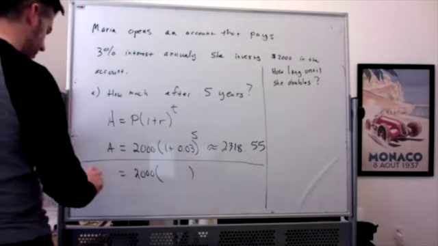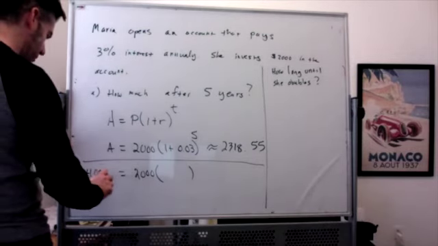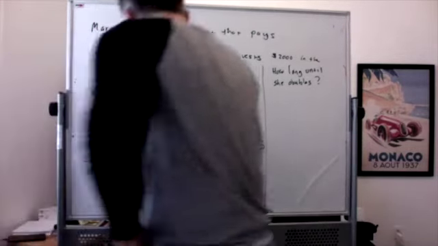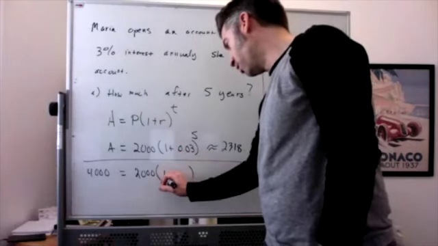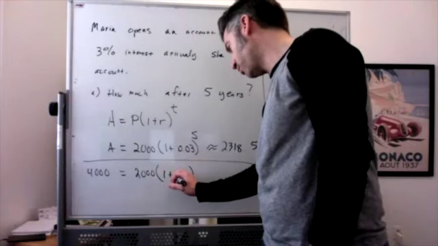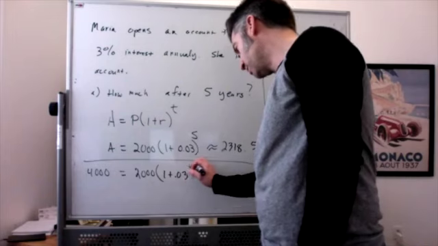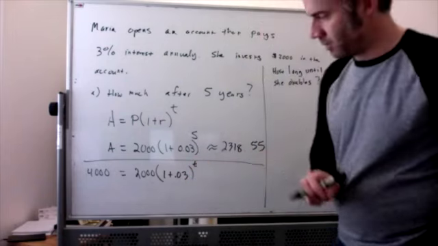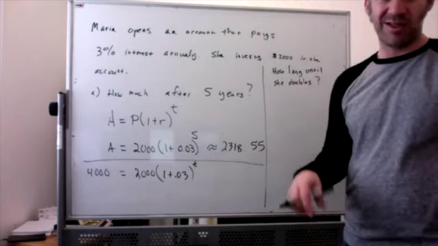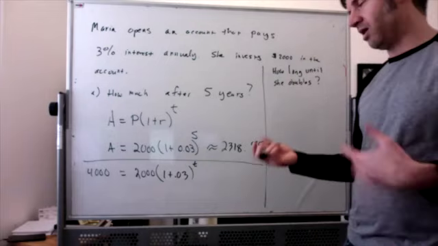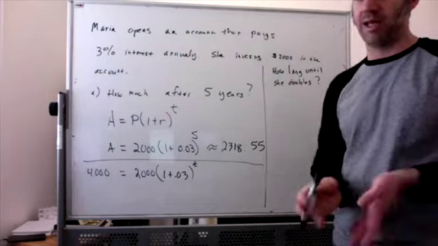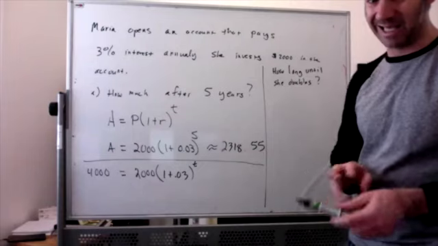And I want it to be doubled to $4,000. And then this here is going to be 1 plus 0.03 to the t power. And now my job is to solve for t, which is a little more work, right? We're not just plugging it into the formula and then getting an answer. We actually have to isolate t.